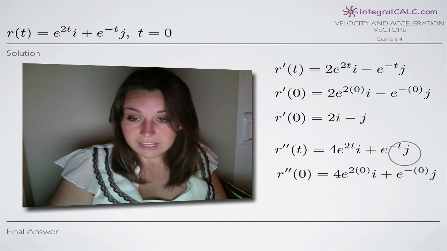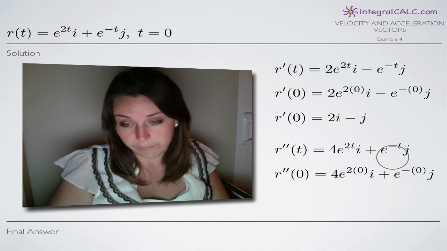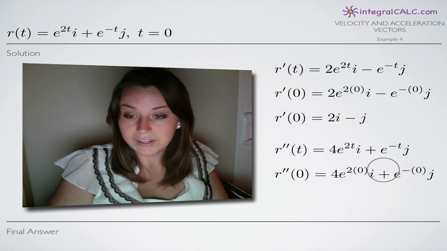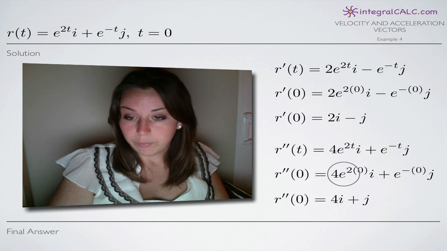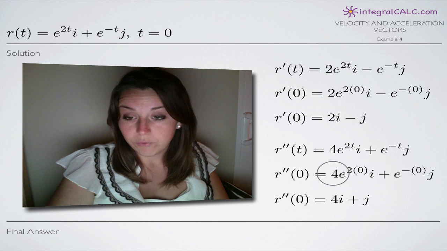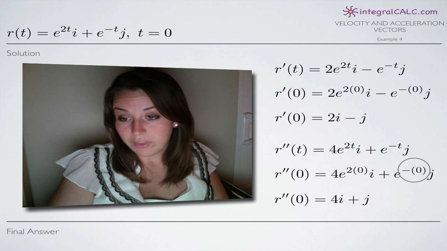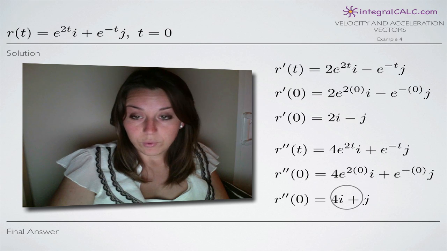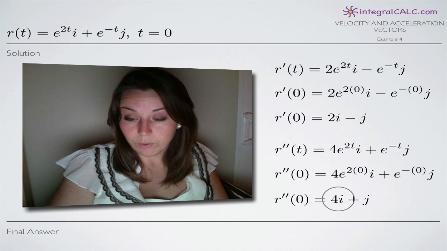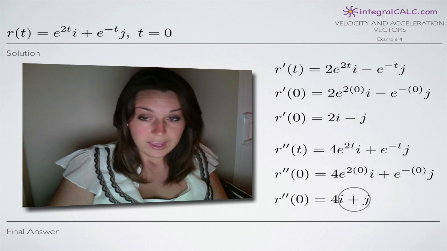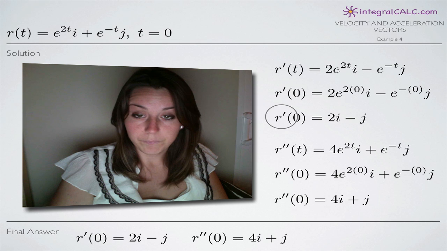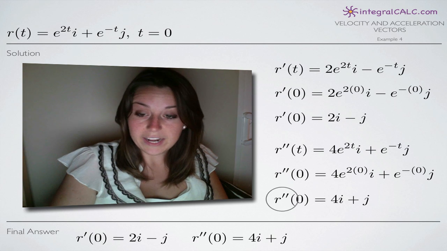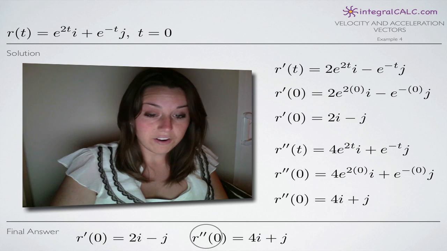So now we'll plug in t equals 0 to start working toward our acceleration vector. So we plug in 0, and of course we'll end up with e to the 0, so that will be 1, which will leave us in our first term here with 4i, and in our second term we'll end up with e to the 0, so this whole coefficient here in front of the j turns into 1, so we'll end up with plus j. And therefore, our acceleration vector is represented by 4i plus j. And putting those two together, this velocity vector here and acceleration vector here, we get our final answer for the problem.